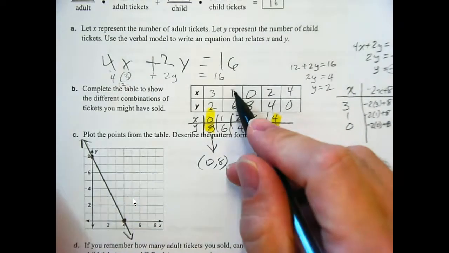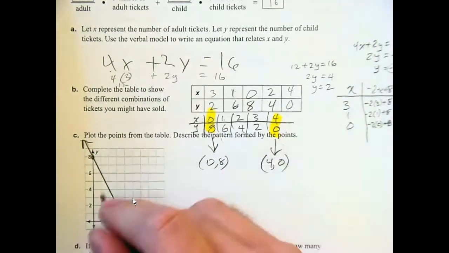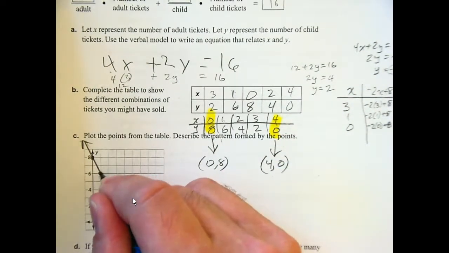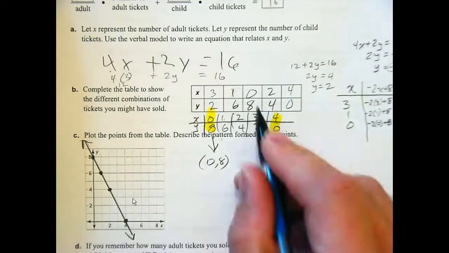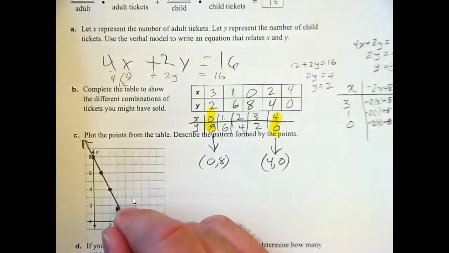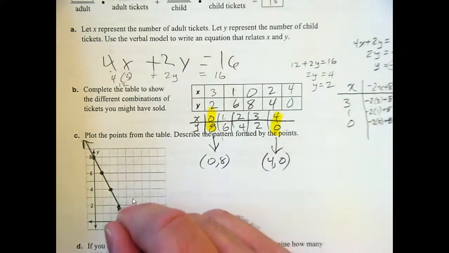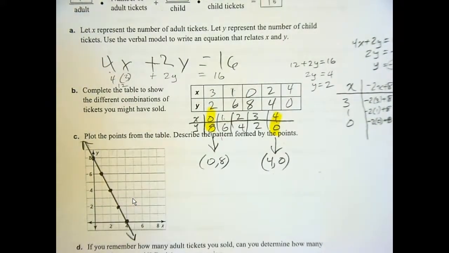We're looking at this. We've got 1, 6. That's that point. We've got 2, 4. That happens to be that point. We've got 3, 2. That happens to be that point. Now, all those with their hands up, what was wrong with this? Why is it discrete?